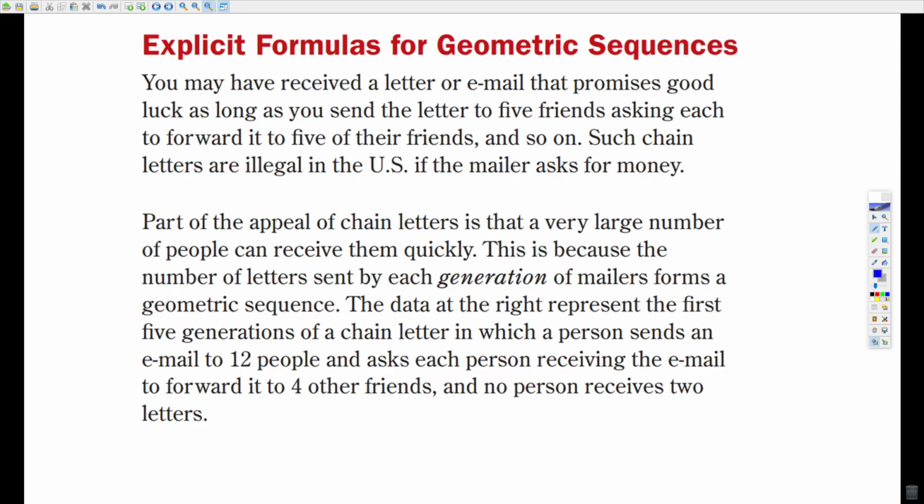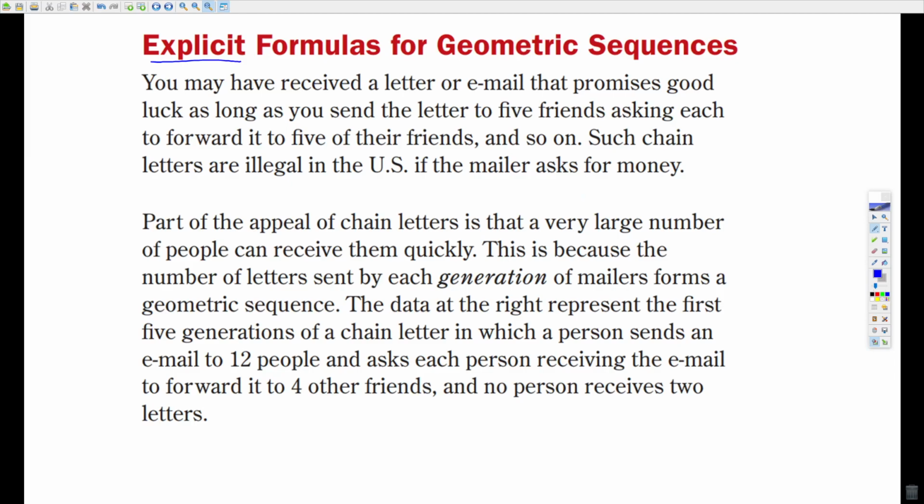Before we do our next one, which is a word problem, there's a little text from the book that we'll read through. This is for explicit formulas and geometric sequences, which is what we're going to next. From the book, it says, you may have received a letter or email that promises good luck as long as you send the letter to 5 friends, asking each to forward it to 5 other friends, and so on. Such chain letters are illegal in the U.S. if the mailer asks for money. Sometimes they call that a pyramid scheme.